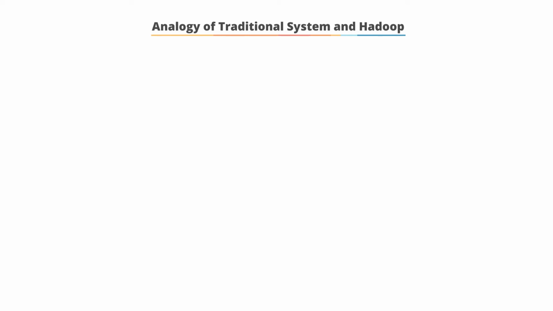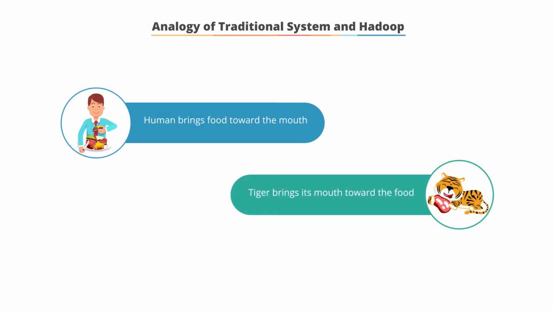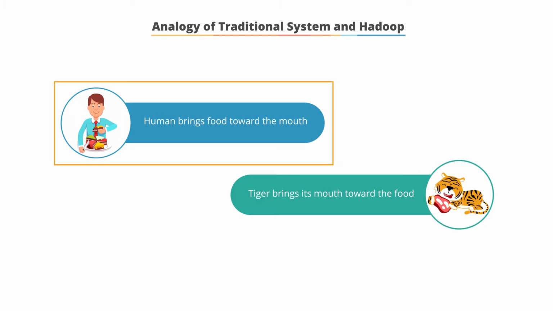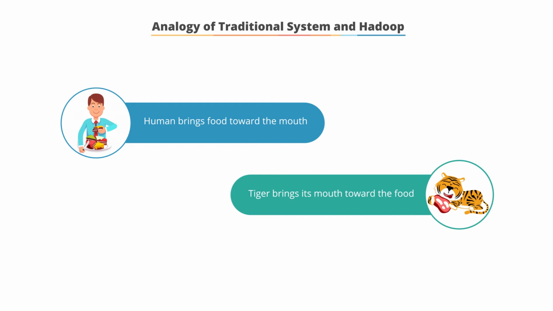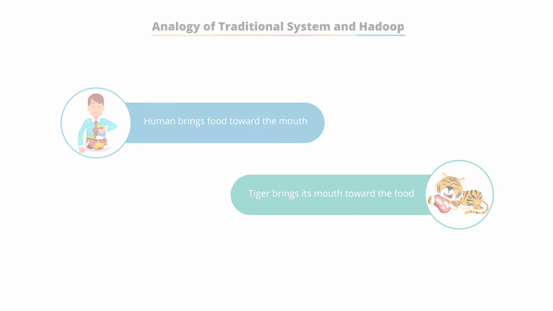We'll use the analogy of a tiger and a human being. You would have noticed the difference in the eating style of a human being and the tiger. A human eats food with the help of a spoon, where food is brought to the mouth, whereas a tiger brings its mouth towards the food. Now, if the food is data and the mouth is program, the eating style of a human depicts traditional RDBMS, and that of the tiger depicts Hadoop.